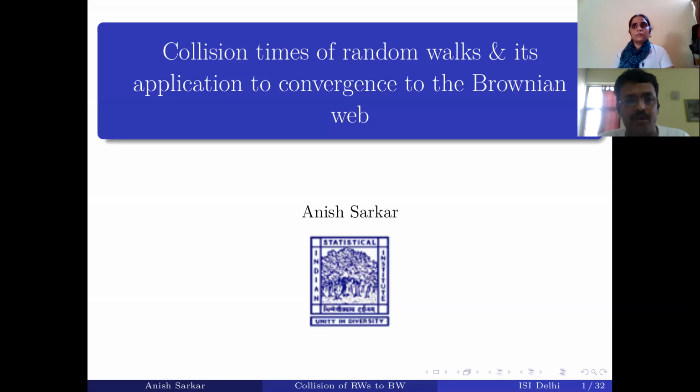So I'm going to talk about collision times of random walks. I'll mainly focus on this part because I want this to be a very elementary kind of application of things. And in the end, I will quickly go to its application, how we came to it, the application to the convergence to the Brownian web. It's a very robust technique for showing one of the things about the Brownian web. And hopefully I can get to that end.